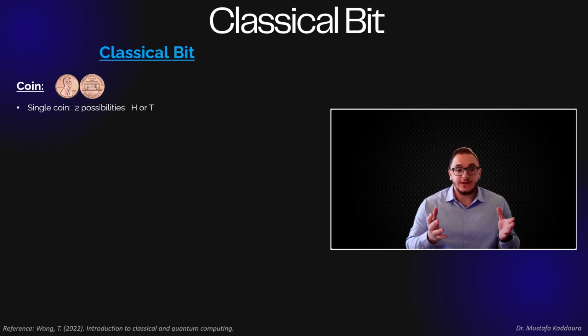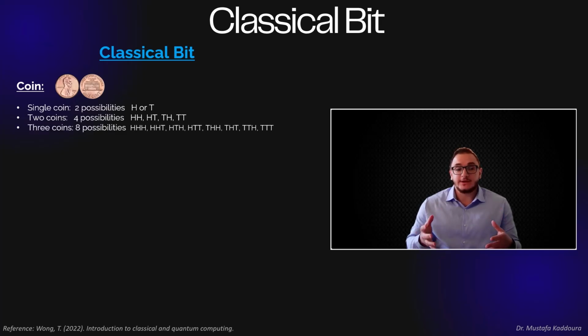Let's start by understanding a classical bit. Consider you have a coin and you are tossing it. You have two possible outcomes. It can be heads or tails. If you added a second coin, you have four possibilities. The first one can be heads and the second can be heads, or you can have heads tails, tails heads, or tails tails. If you added a third coin, you will end up having 8 possibilities, which are listed on the screen. We conclude that with n coins, there are 2^n possible outcomes.